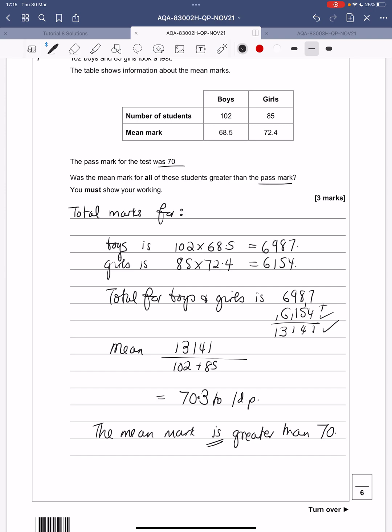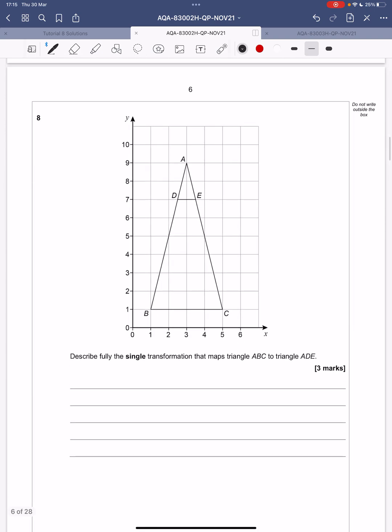The pass mark is 70. So the pass mark is 70. Okay. Describe fully the single transformation that maps ABC onto ADD.